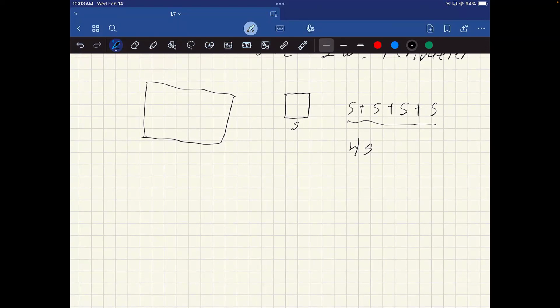Now let's talk about the idea of an area. So let's say here, I have this square we're going to do.